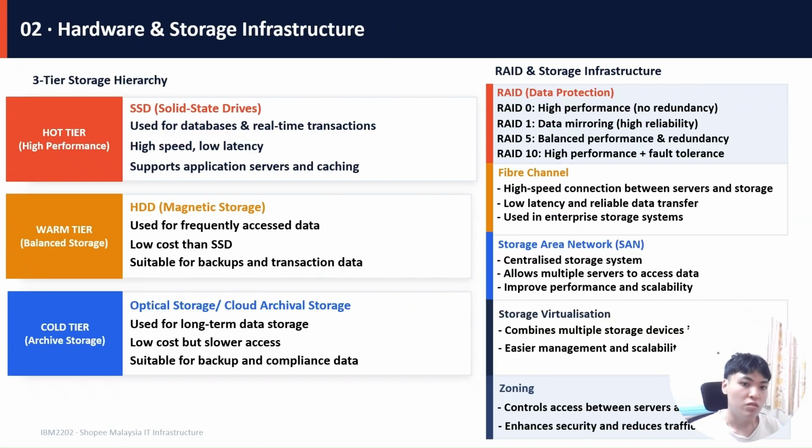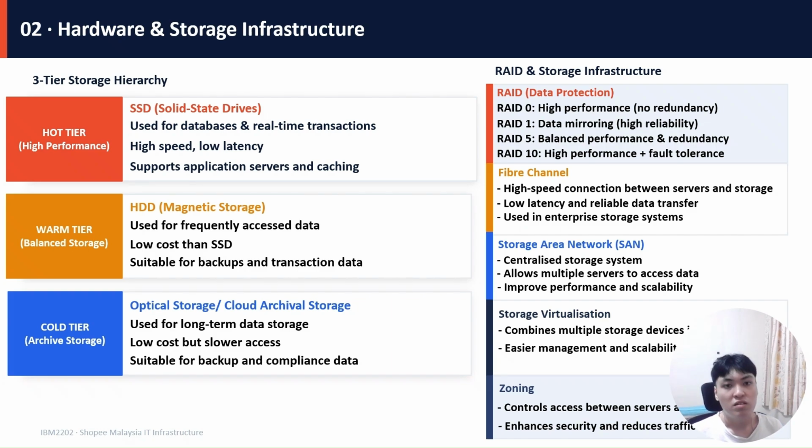Then, in this part, I will talk about the hardware and storage infrastructure of Shopee. Shopee uses a combination of storage technologies to handle large amounts of data efficiently. The storage system can be divided into 3 tiers. The hot tier uses SSDs for high-speed operations such as databases and real-time transactions. The warm tier uses HDDs for frequently accessed data at lower cost. The cool tier is used for long-term storage such as backups and archival data.